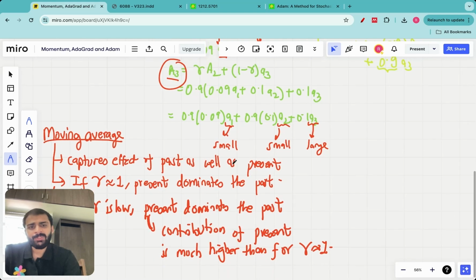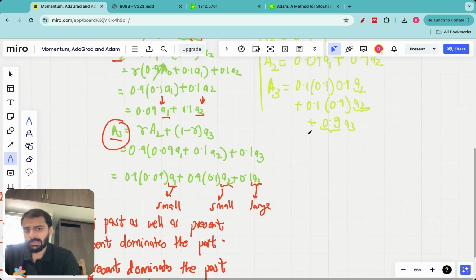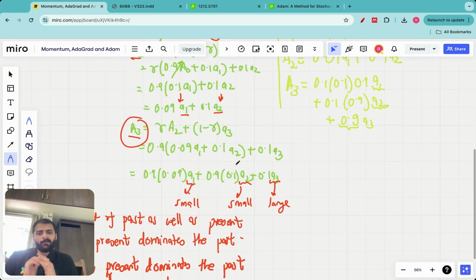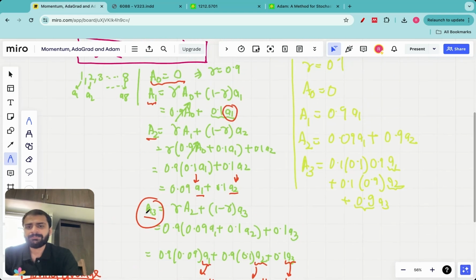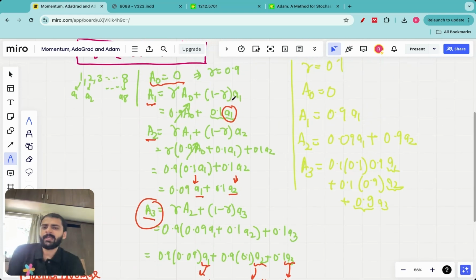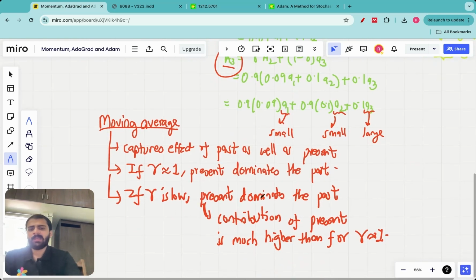First, a moving average captures the effect of the past values as well as of the present values. Whatever the value of gamma, if something is way beyond in the past, then it carries much less importance. And the value of gamma actually decides how much importance the present value has. If the value of gamma is very high, then the present does not carry too much importance. It still dominates the past, but the coefficients for the present values are less. But if gamma is very low, then the present dominates the past much, much more, and the contribution of the present values is way higher.